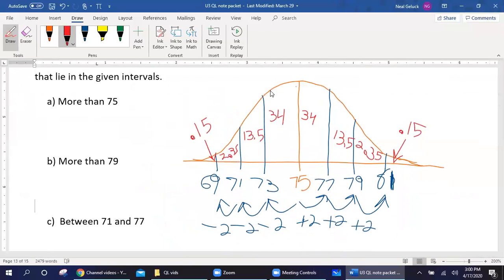So find the percentage that lie in the given intervals. So more than 75 would just mean everything here over. Well, there's a couple ways to think of this. You could add up the numbers, 34, 13.5, 2.35, 0.15. If you add those up, go figure, you're going to get 50%. Another way to think of that, though, is that 75 splits it in half. So half of the values are bigger.